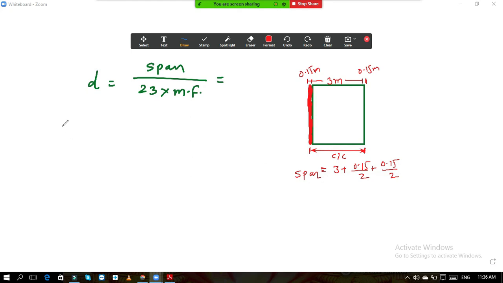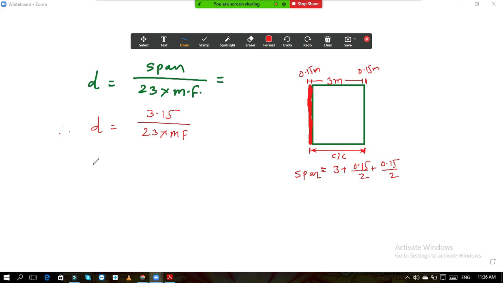Now therefore d is equal to 3 plus 0.15, so it is 3.15 divided by 23 into modification factor. Now again to calculate the modification factor, we need to refer to figure number 4.